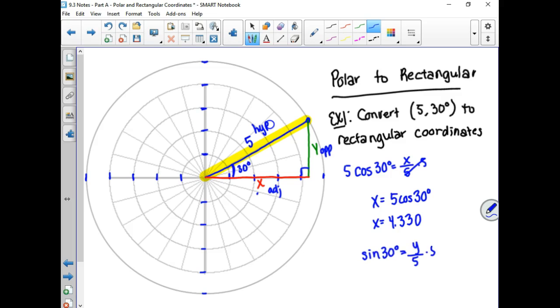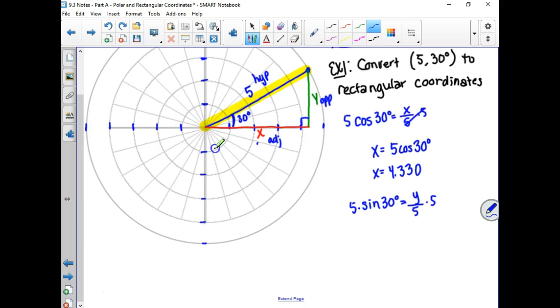of 30 degrees equals y over 5. And we'd multiply both sides by 5. And we get y equals 5 sine 30 degrees. And 5 sine 30 degrees is going to be 2.5. So our rectangular coordinates for this point are going to be 2.5 and 4.330.